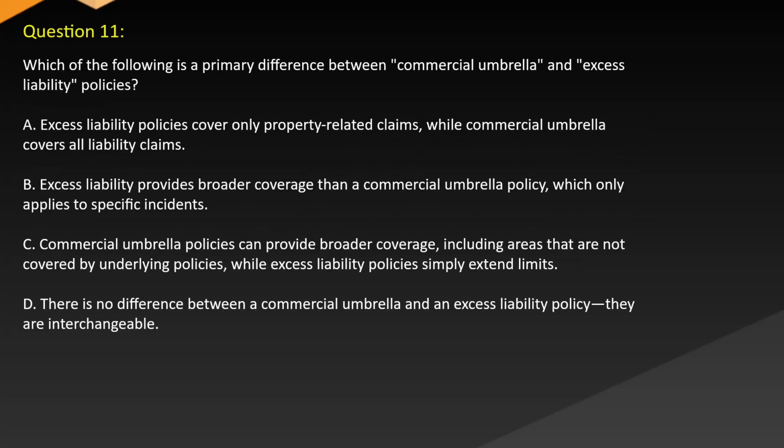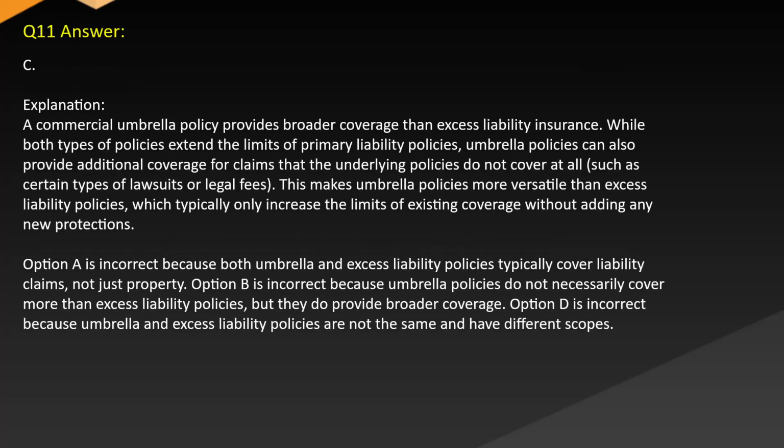Question 11. Which of the following is a primary difference between a commercial umbrella and excess liability policies? A. Excess liability policies cover only property-related claims, while commercial umbrella covers all liability claims. B. Excess liability provides broader coverage than a commercial umbrella policy, which only applies to specific incidents. C. Commercial umbrella policies can provide broader coverage, including areas that are not covered by underlying policies, while excess liability policies simply extend limits. D. There is no difference between a commercial umbrella and an excess liability policy. They are interchangeable. Answer C.